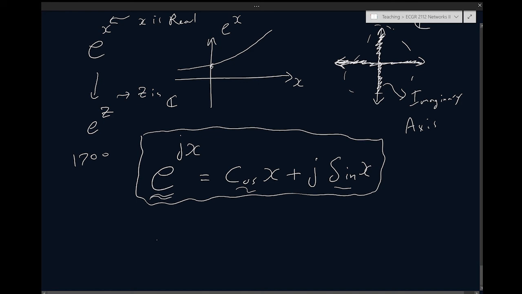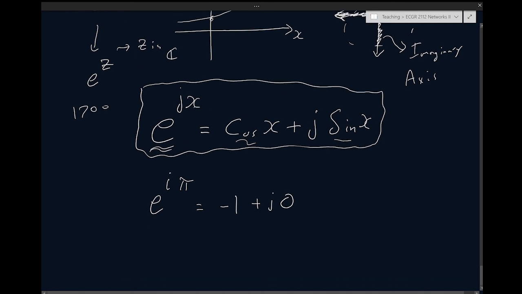And one interesting result that you get from this is that if you put x to be pi over 2... actually, put x equal to pi, okay? So what's cosine pi? Cosine pi is minus 1. What's sine pi? Sine pi is 0, so this is plus j times 0. So we end up with this interesting equation, e to the power j pi plus 1 equals 0.